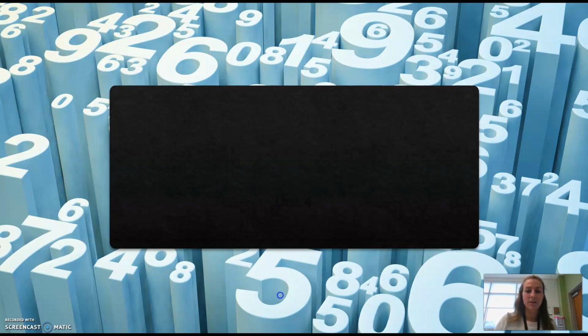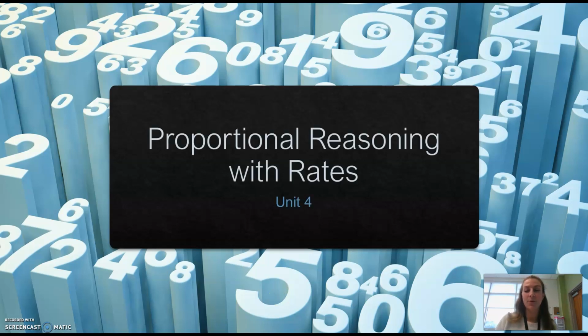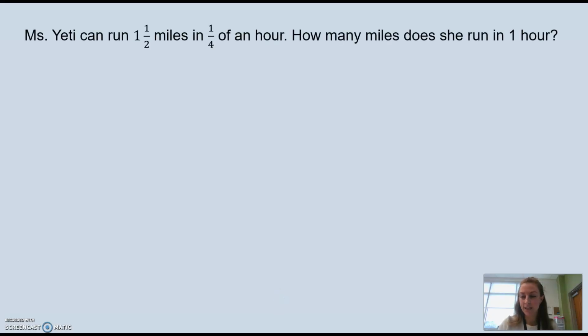In this lesson, we're going to talk about proportional reasoning with rates. So looking at an example, we have Miss Yeti can run 1.5 miles in 1/4 of an hour. This is the information they've given me. My question, how many miles does she run in 1 hour?